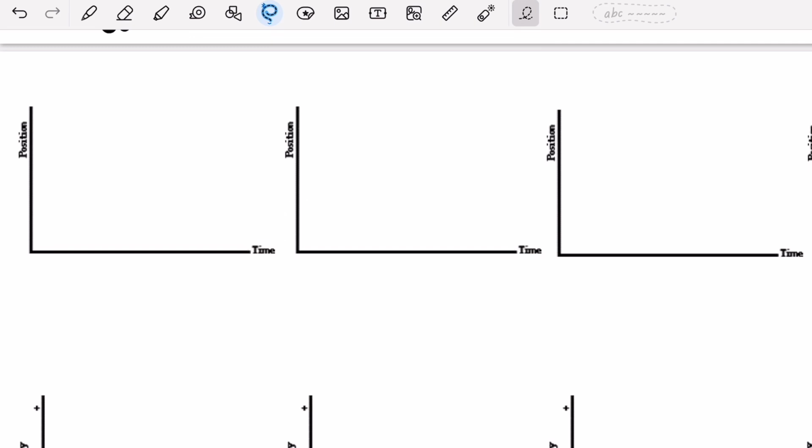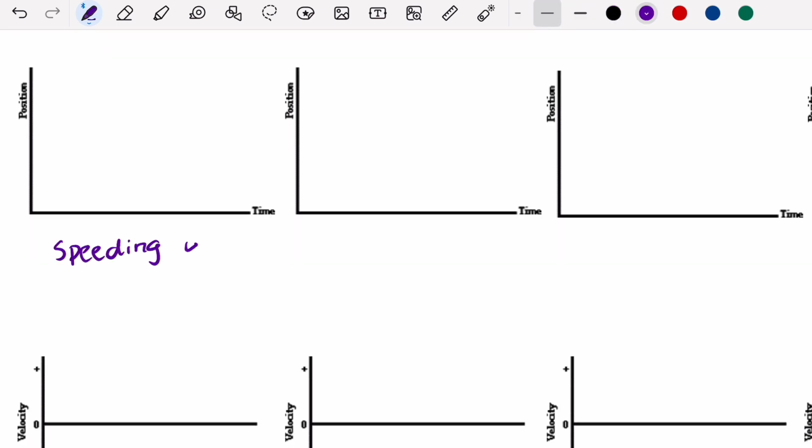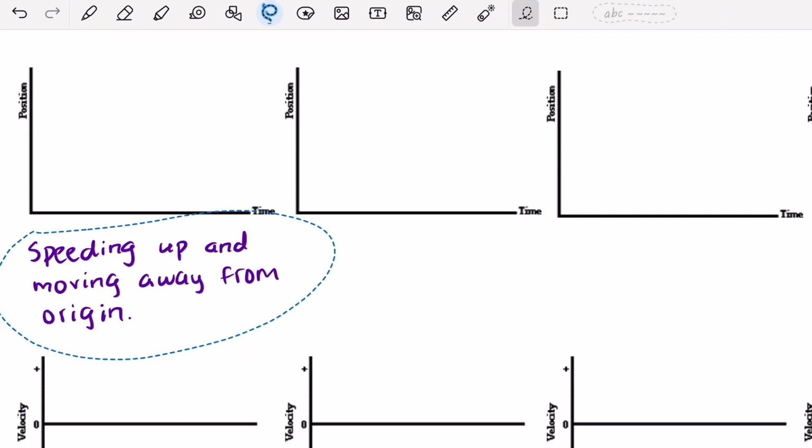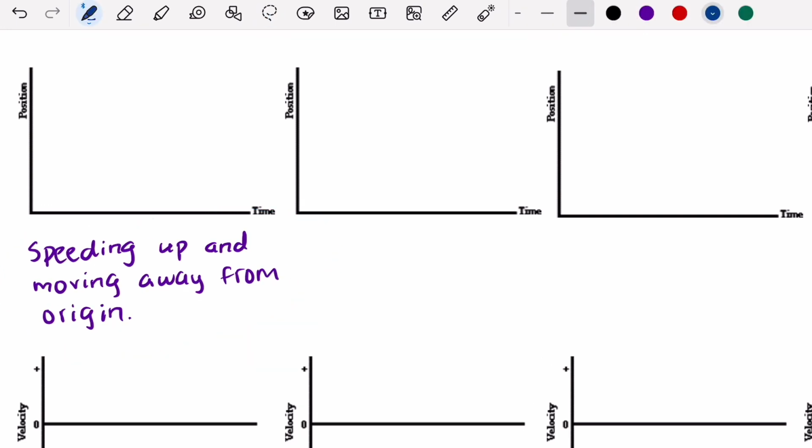Think of a race, maybe like a 200-meter race on the track. So we'll have an object that starts at the origin and then accelerates. The graph will look something like that. In this class, the only graph that can have a curve will be the position time graph. Okay? Now let me show you how to know if that's speeding up or slowing down.